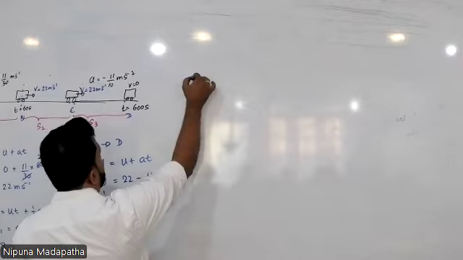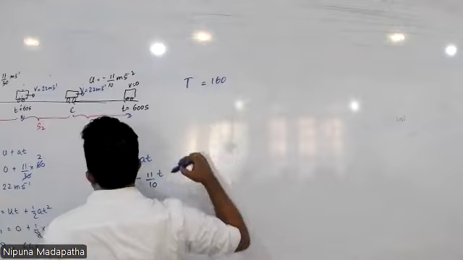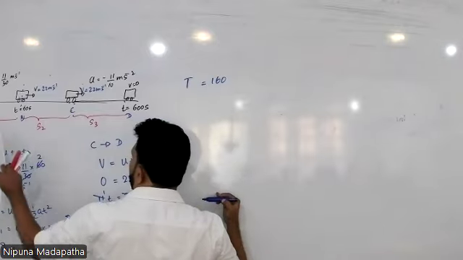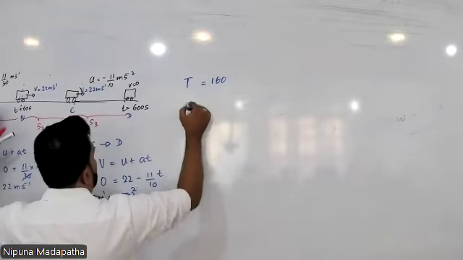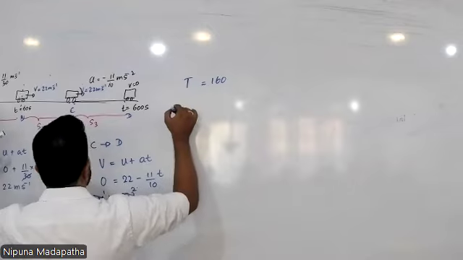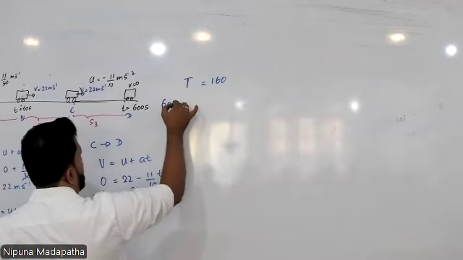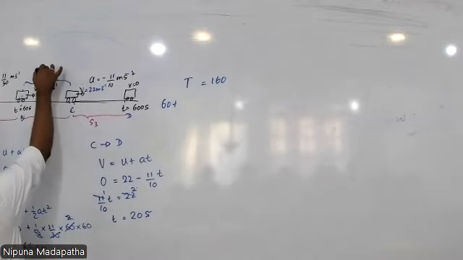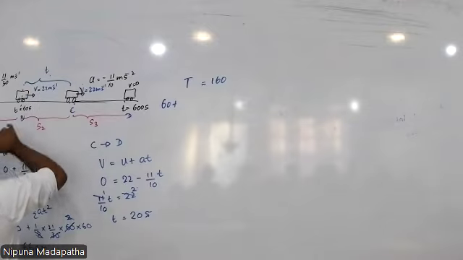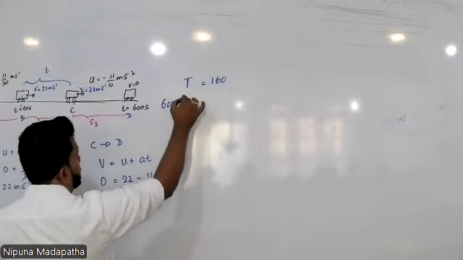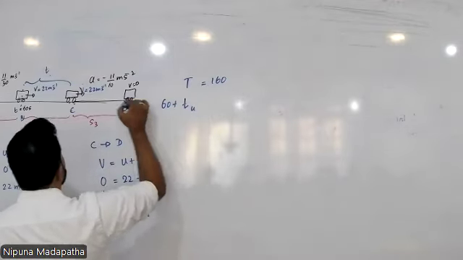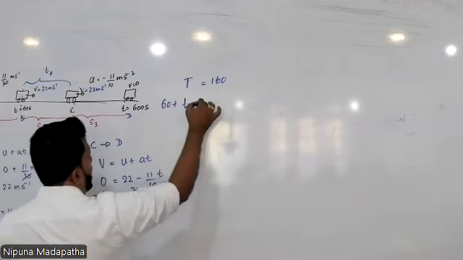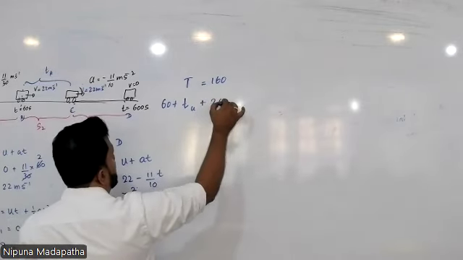Since the total time is 160, the total time includes the time that it accelerates, which is 60, the time during which the body has traveled with uniform velocity, and finally the time that the body decelerates.